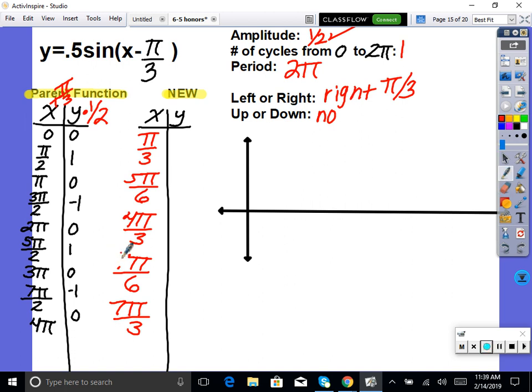Okay, everybody, so then from there you would say 0, 1/2, 0, -1/2. This is only one cycle, and then 0, right? Then I would label my x. Do you need me to continue graphing that, or could you plot points after that?